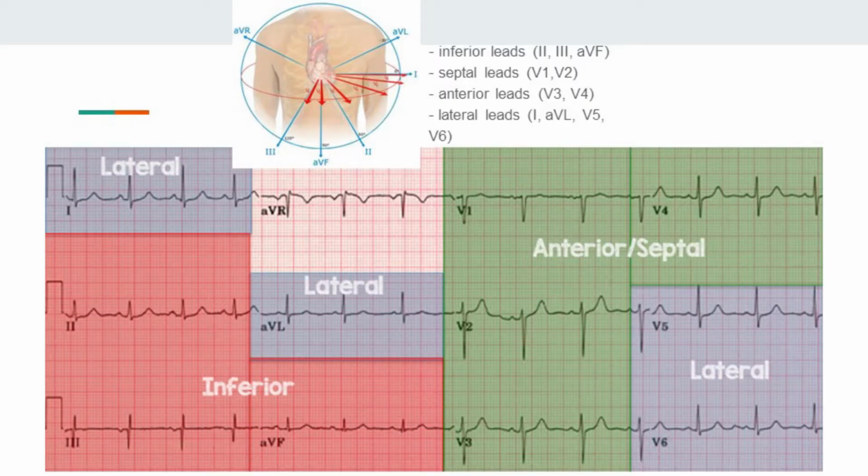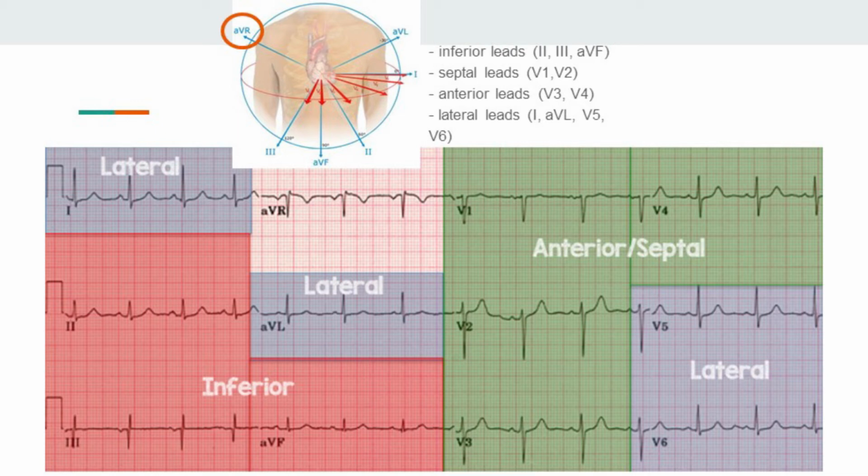Certain leads can be grouped together based on the angle that they're looking at the heart. Leads 2, 3, and AVF are referred to as the inferior leads because they look at the heart from the bottom. Leads V1 and V2 are called septal leads because they look at the septum of the heart, which separates the right side from the left. V3 and V4 are called anterior leads, and V1 through V4 are typically grouped together as the anteroseptal leads. Leads 1, AVL, V5, and V6 are called the lateral leads because they look at the heart from the lateral aspect of the heart on the left side.